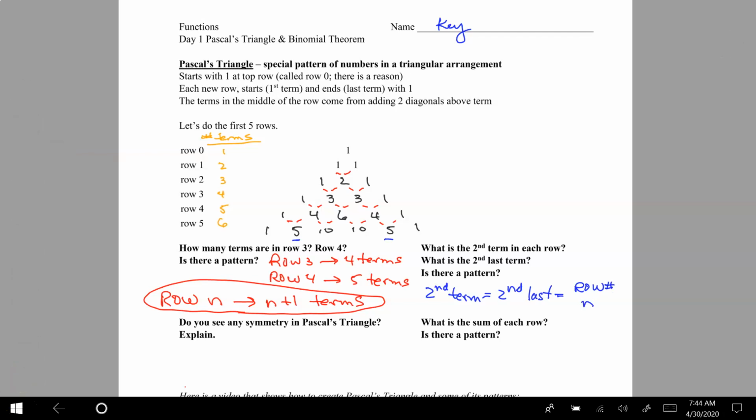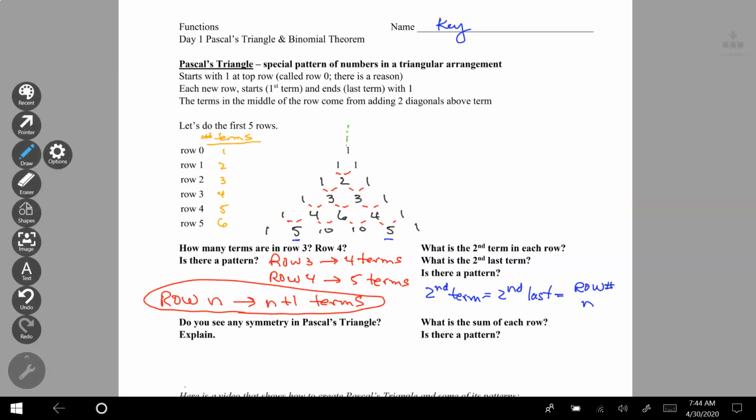Do we see any symmetry in this table? Well, if you go right down the middle of this table, there's symmetry down the middle. Once you get halfway, the numbers repeat in reverse order. Nice little pattern that we're going to get.